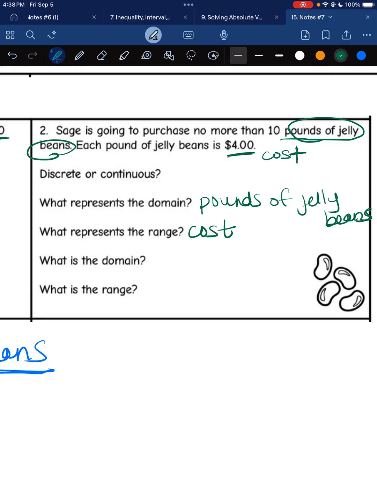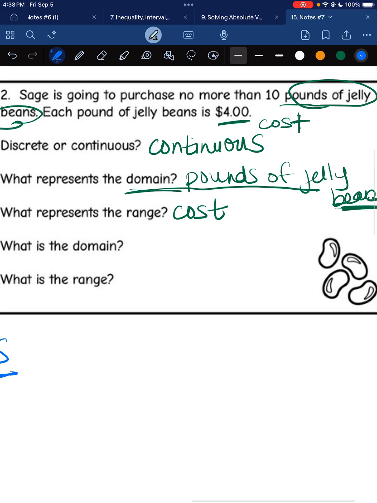And then when you're trying to figure this out, do not look at the cost. Do not look at the range. You're looking at the domain, which is pounds of jelly beans. For these, you can have decimals. I can have 1.5 pounds of jelly beans. So this is going to be continuous. But not because it's a cost. It's because of the domain in this case.